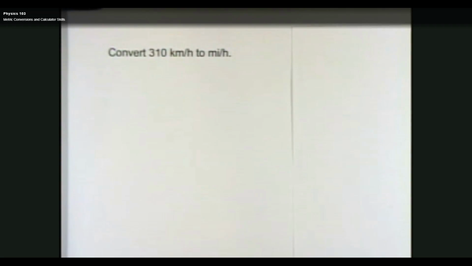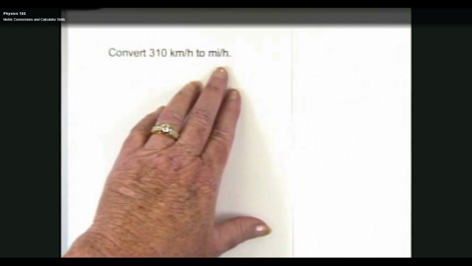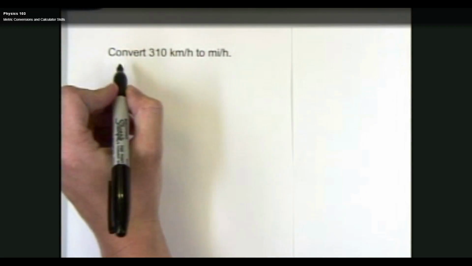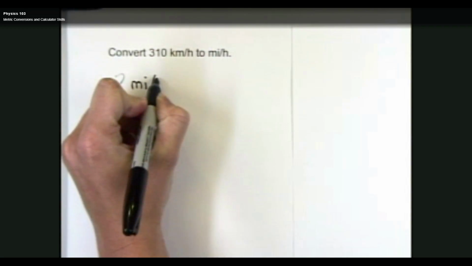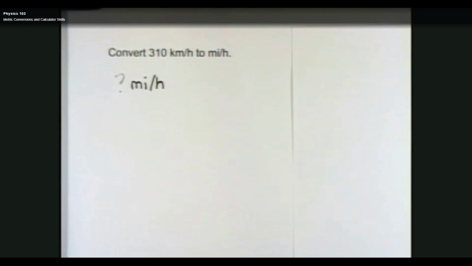How would you start? Okay, Allison, in this problem we want to convert 310 kilometers per hour to miles per hour. So how will you start? Okay, just like every conversion, you put a question mark, miles per hour. Okay, now let me stop you right there. You've made a mistake that's common to every student who's starting this.